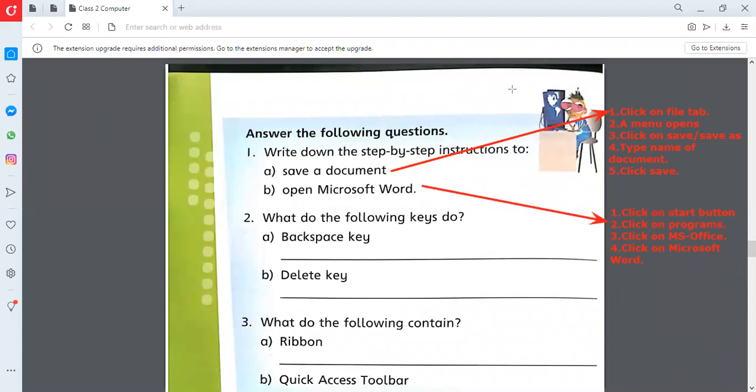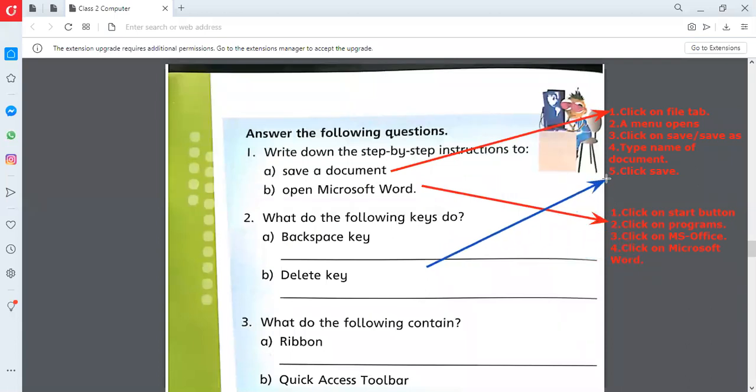So I wrote both the answers for question number 1. In question number 1, there are two parts, A and B. What are those parts? Save a document. How you can save a document? The steps are written over here. And option B is open MS Word or open Microsoft Word. So the steps are written over here.